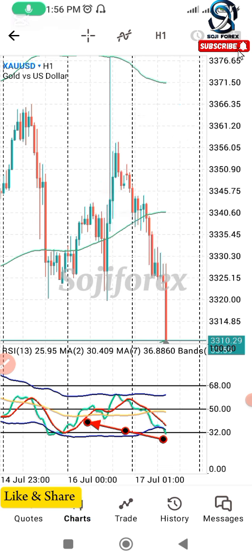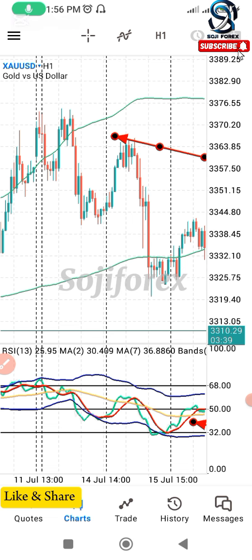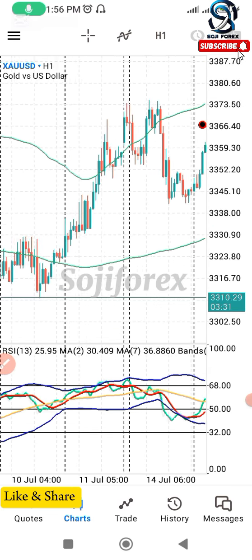So I'll be showing you how exactly you will use your Bollinger Band on your main chart, as well as everything on your indicator window. But before then, let's begin with our analysis. This is gold versus USD. So let's take our analysis from this point.